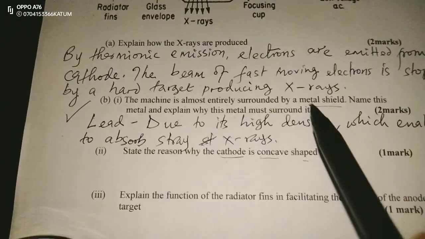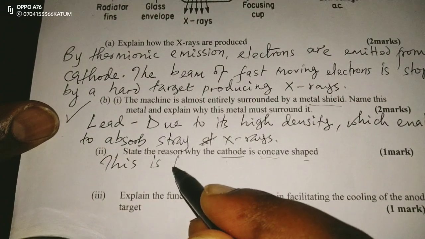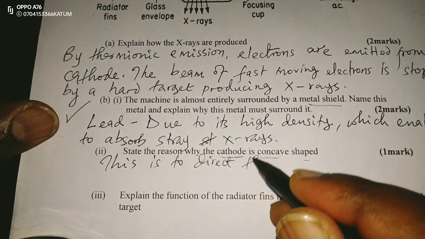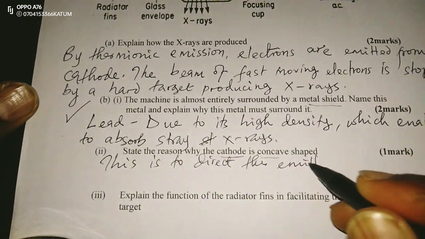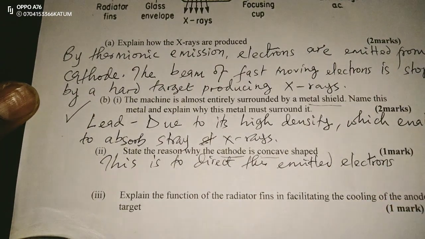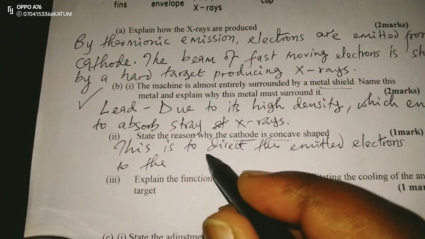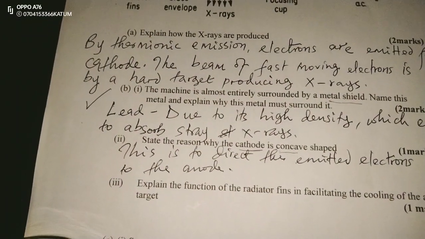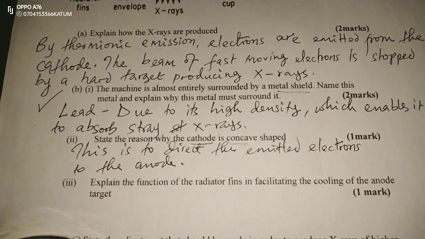Why is it so? This is to direct the emitted electrons to the target or to the anode, which attracts them to the target. So that is why it is concave in shape.